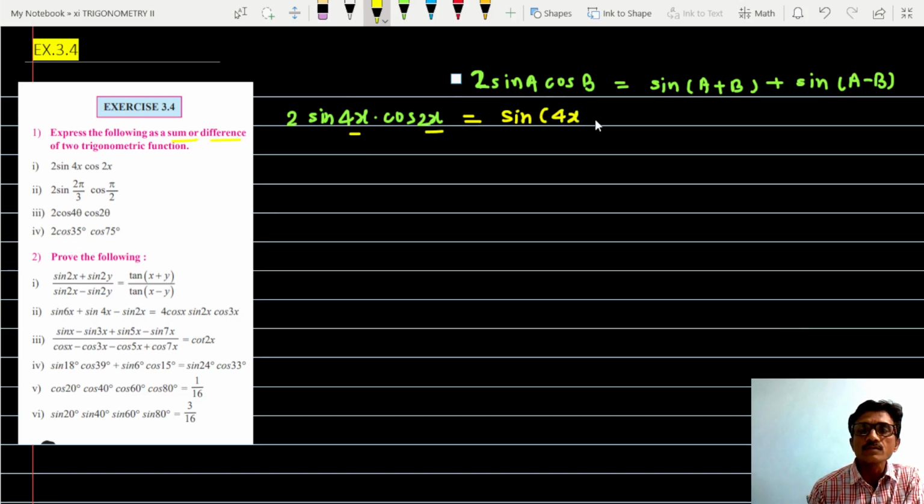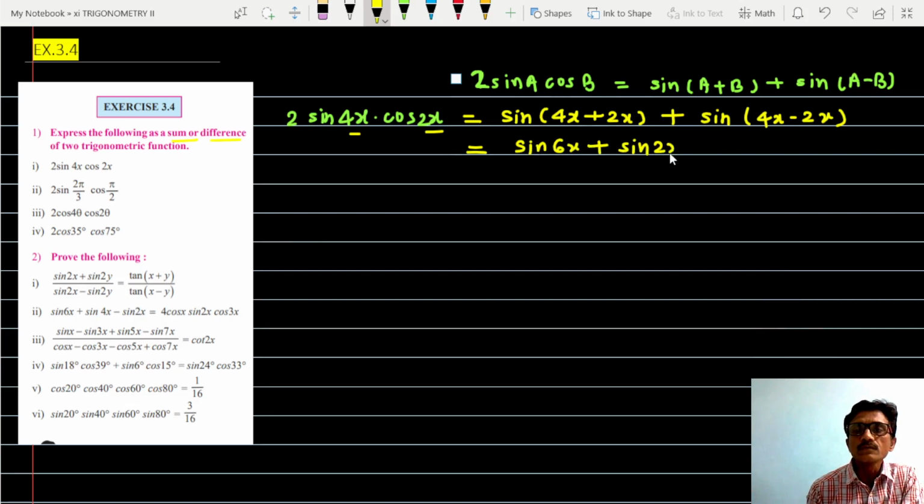4x plus 2x, plus sin of a minus b, that is sin of 4x minus 2x. So this will be what? Sum of two trigonometric functions. So it is sin of 6x plus sin of 2x. So this is expressed as a sum of two trigonometric functions.